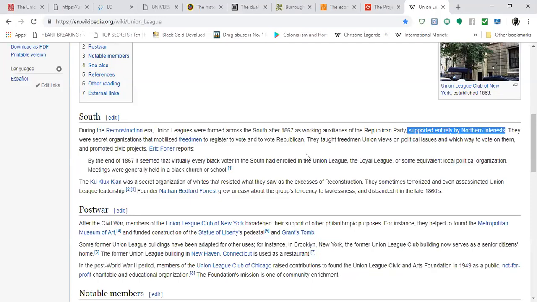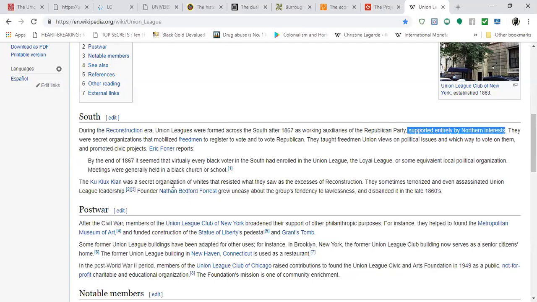All right. They were a secret organization that mobilized freemen to register to vote and to vote Republican. They taught freemen union views on political issues and which way to vote on them, and promoted civil projects. Fonte report: by the end of 1867, it seemed virtually every black voter in the South had enrolled in a Union League, Loyal League, or some local equivalent political organization. Meetings were generally held at a black church or school. All right, so that's where the meetings were usually held.